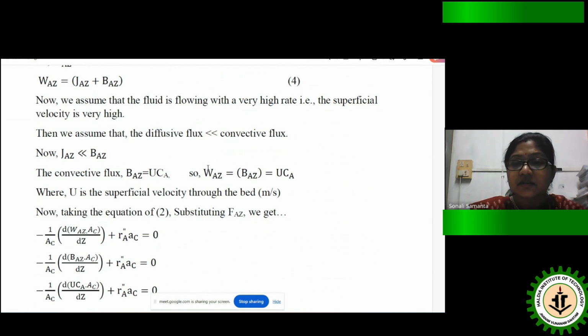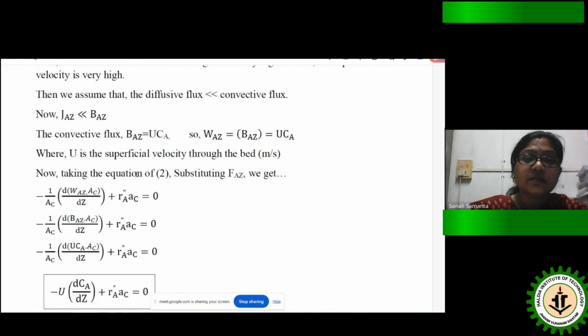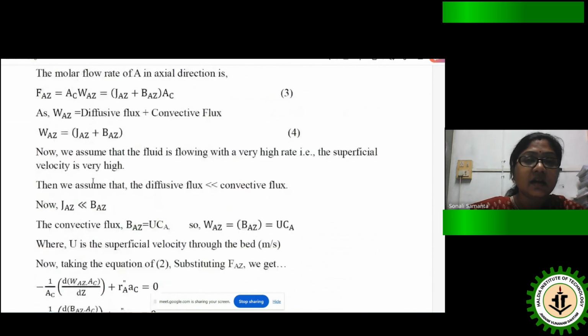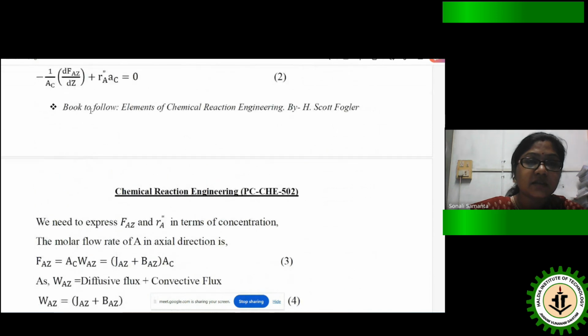And W is actually what? Flux. Flux means moles per meter square second. And here if you consider U is meter per second and concentration is moles per meter cube, so if you do this, that will come to actually moles per meter square second. Now substitute all the things in that mole balance equation.